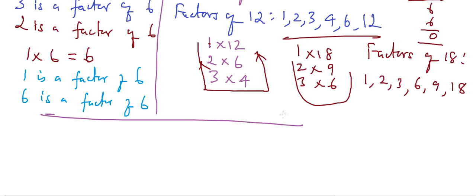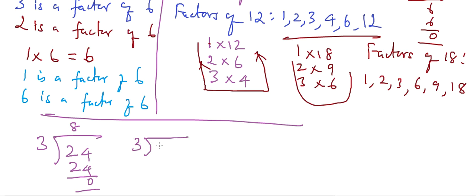Okay, let's divide 24 by 3. So you know it's 8 times, and you get remainder 0. Similarly, if you divide, say, 20 by 3, here 6 times 3 is 18, remainder 2.